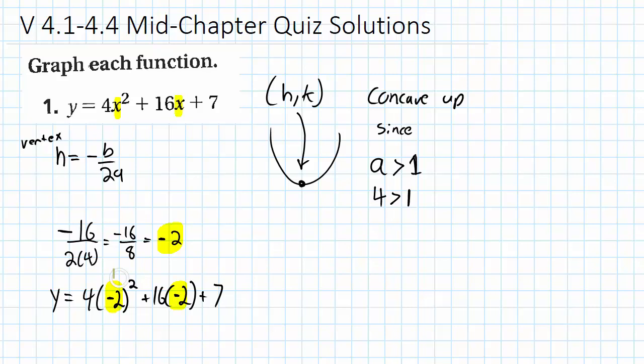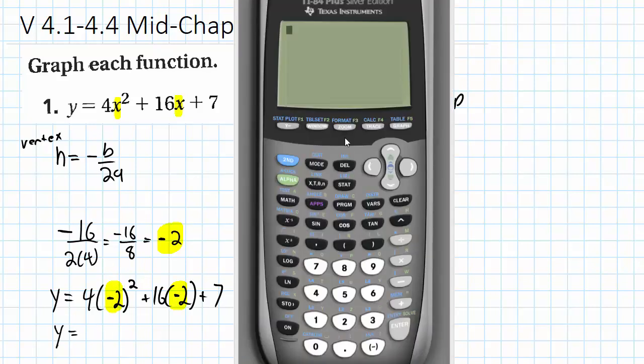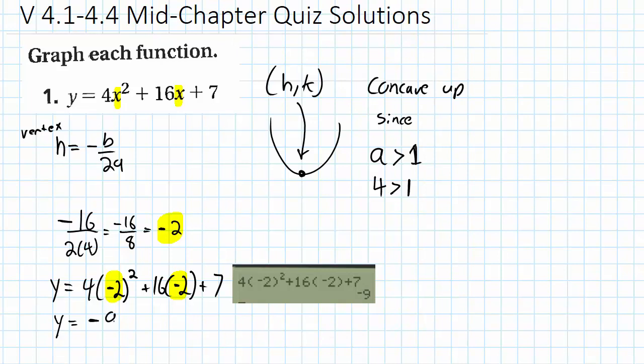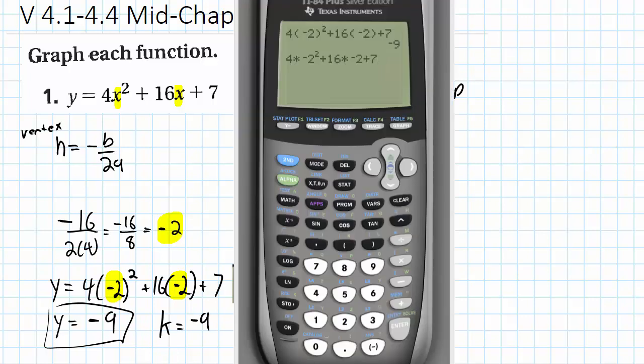Substitute that into x to find out what your y coordinate or your k coordinate is, the y coordinate of the vertex, and I can do that on my calculator to get the y coordinate. You can do it by hand too, but I just trust the calculator more. So negative 2 comma negative 9 is where the vertex of that parabola is.